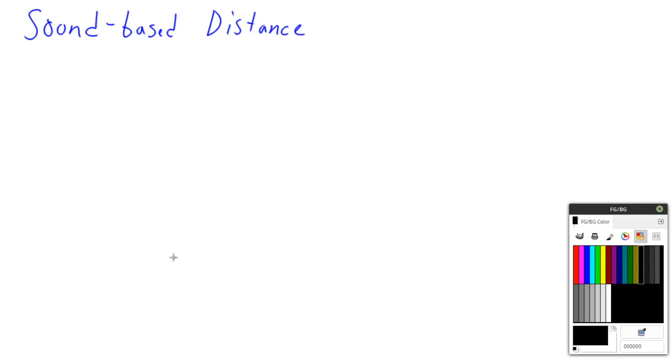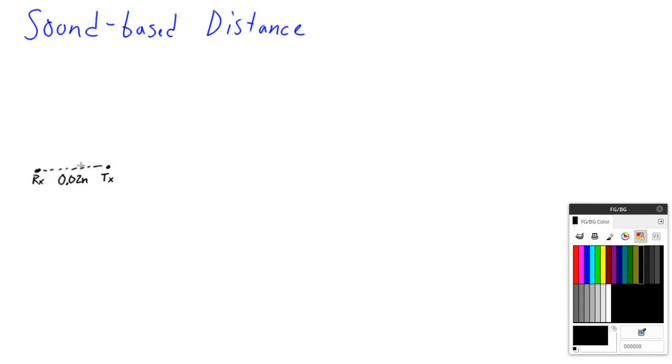So, in sound-based distance sensing, we have some sort of transmitter. Actually, let's put the transmitter here. This is our transmitter, TX, and we're going to have our receiver over here, RX. And they're going to be separated by some sort of distance. Let's just, for our example, call this distance 2 centimeters or 0.02 meters. So they're pretty close together.